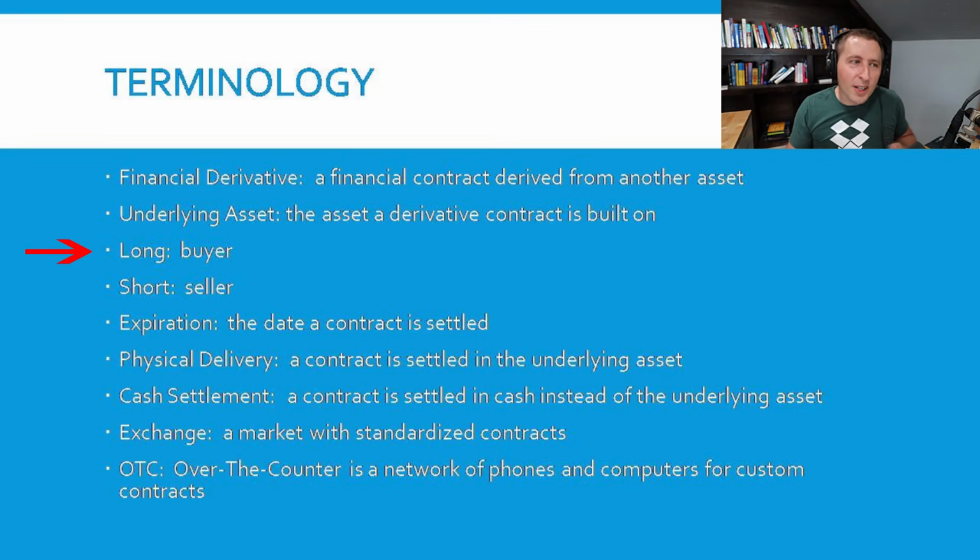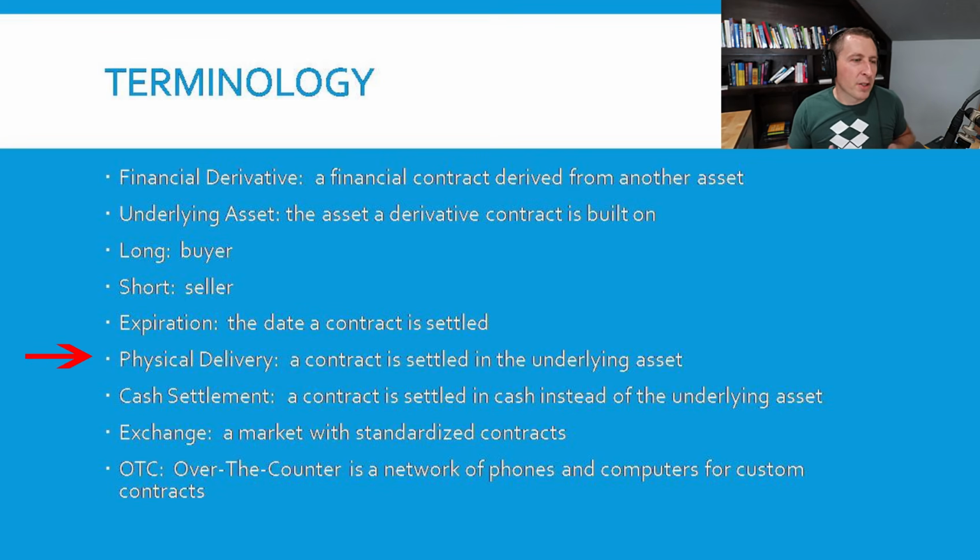When I say long, being long in a position just means you're the buyer. Short is going to be the opposite position, which is the seller. And then expiration is going to be the date a contract is settled. You'll see with options we can also call it the expiry date. I like expiration date. It just sounds more like generic standard English.